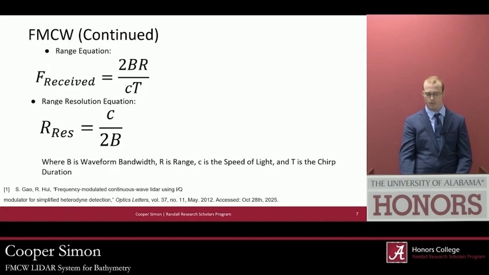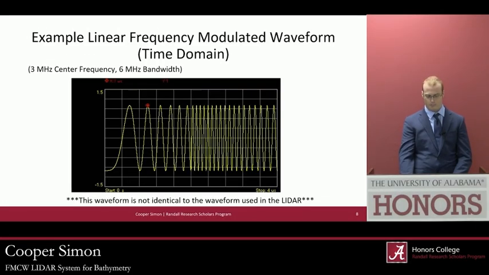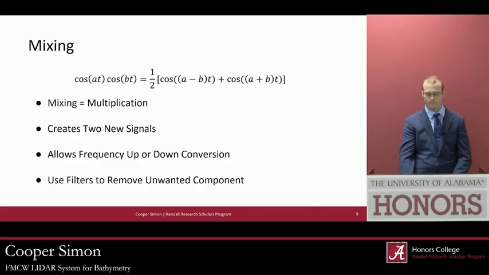And then the range resolution, which is the smallest distance that can be resolved, where 2 different objects can be resolved as being different, is the speed of light over twice the bandwidth. Here's an example waveform that has a 6 megahertz bandwidth. It starts at 0 hertz and then increases to 6 megahertz. This is not identical to any waveform used in the LIDAR. This is just an example.